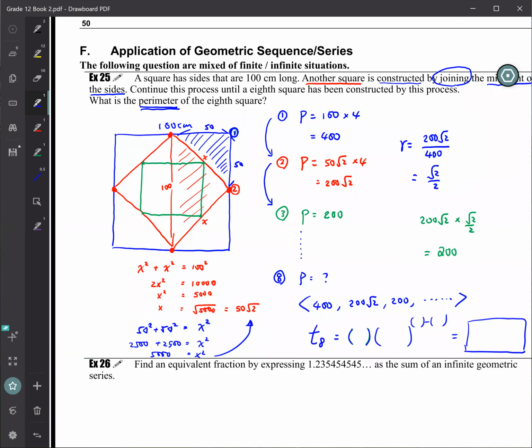Did you guys get a decimal answer or exact? Decimal. Decimals, okay. Yeah, if you put it into the calculator, it will turn out decimal. But if we want to get exact, it's a little bit more work. Okay, you put 400, right? And then the ratio is root 2 over 2, to the power 8 minus 1.